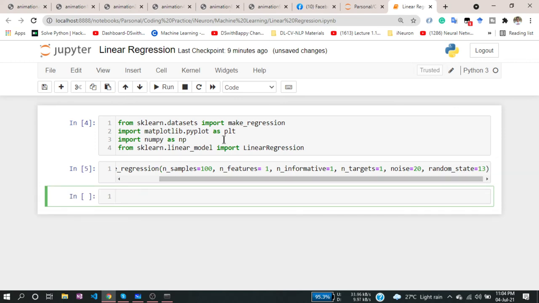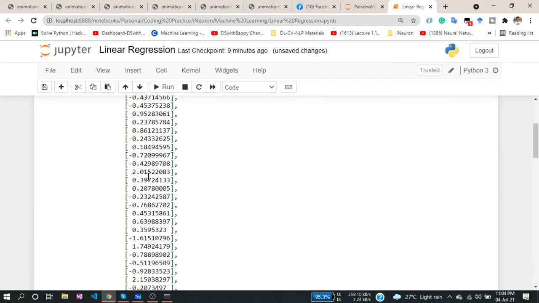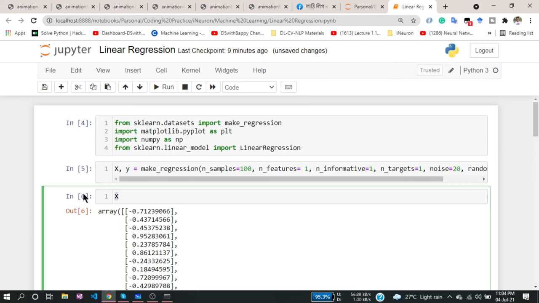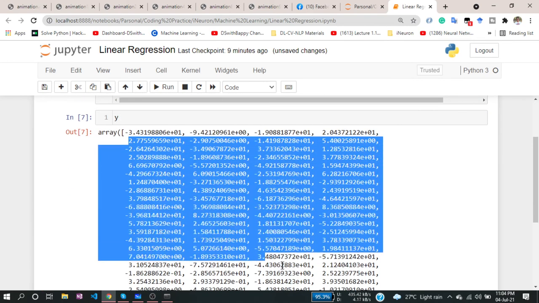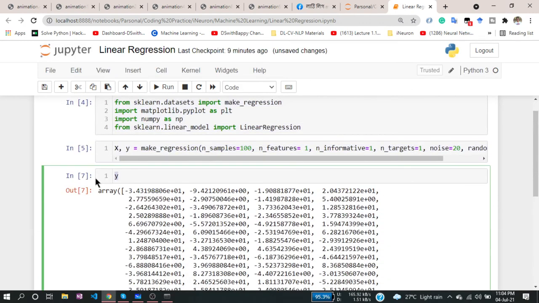So now I will run it. After running it, if I show you the X, this is my X, which is the area, and this is my y, the price. So these are the two variables I am getting. Now let's plot the data. I told you this must be linear, so let's see whether it is linear or not.